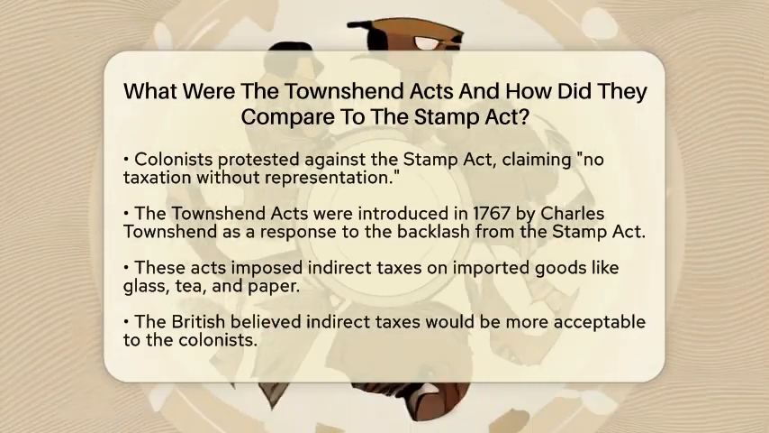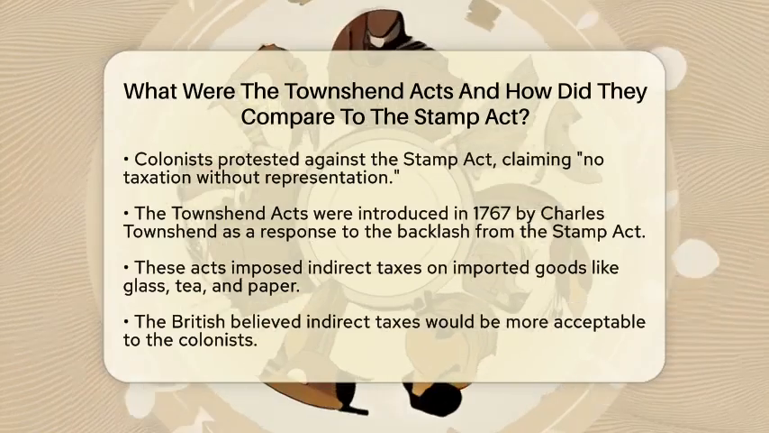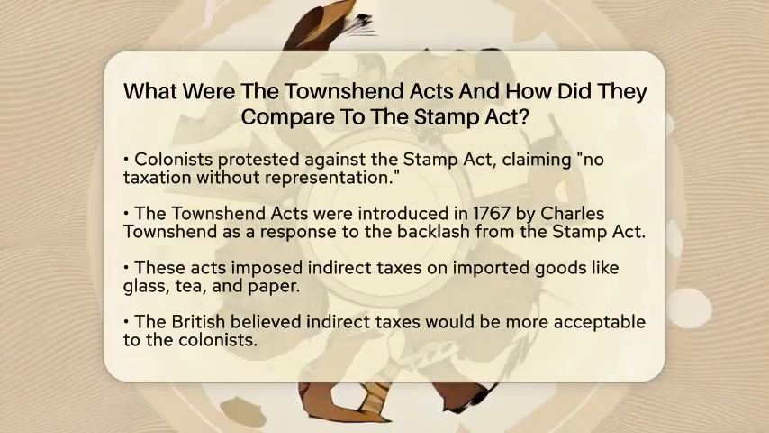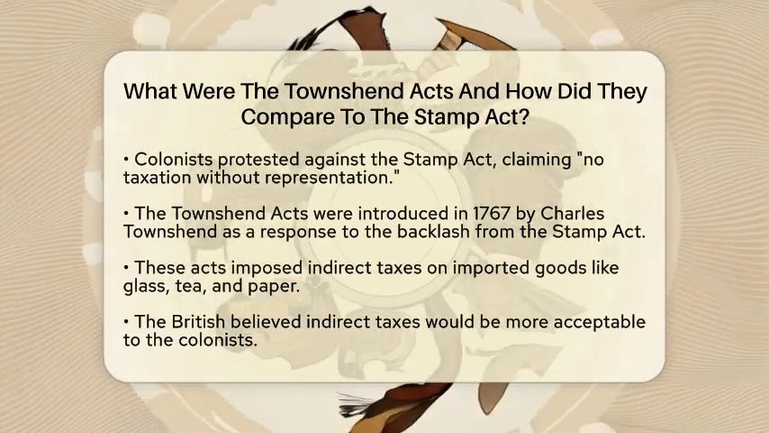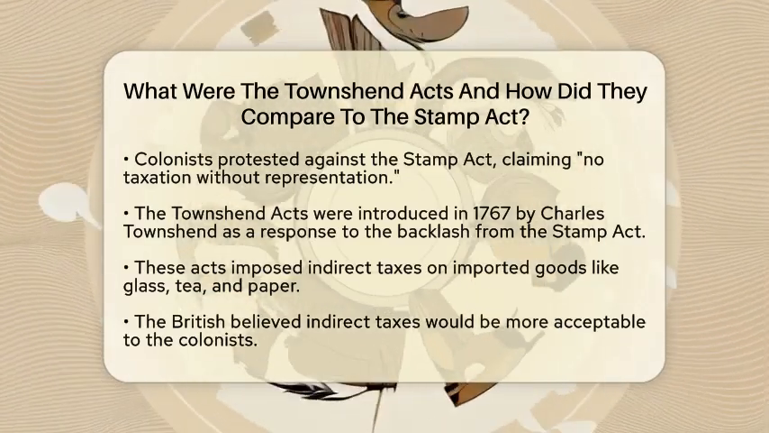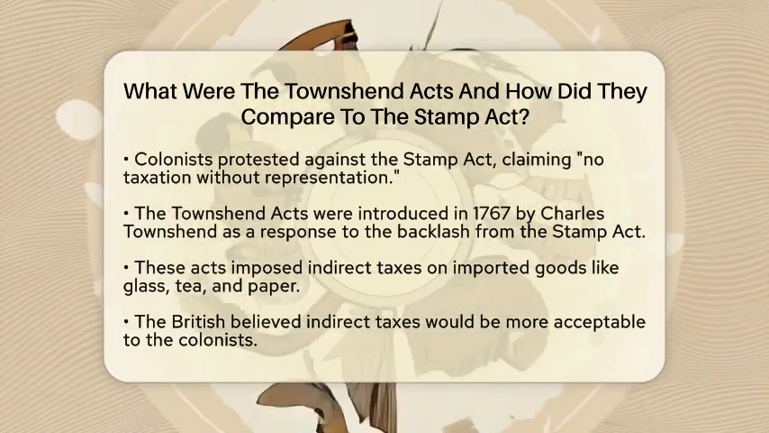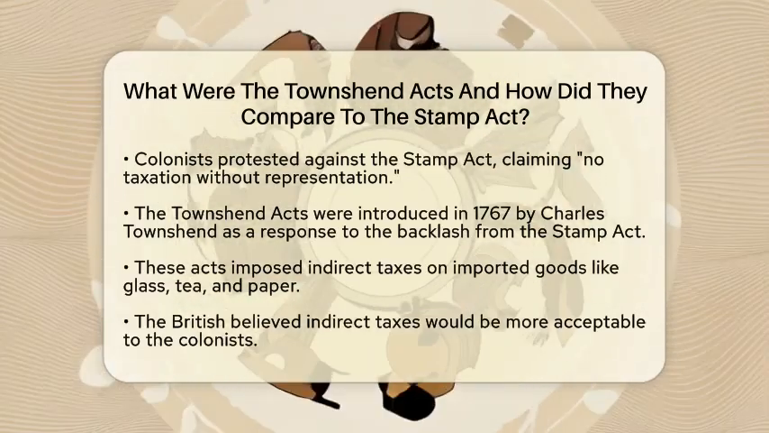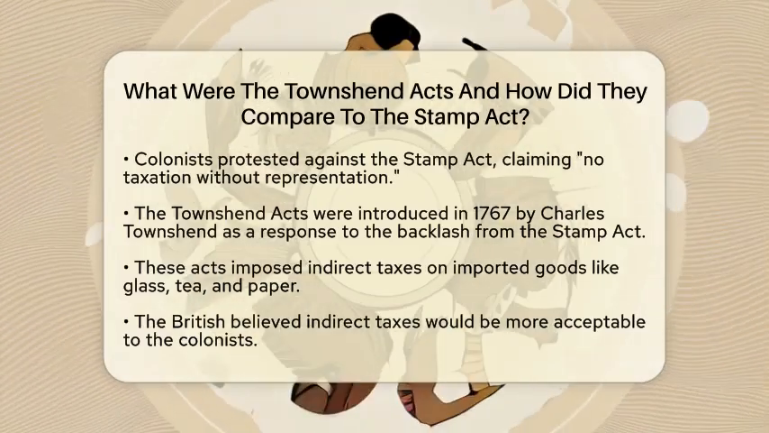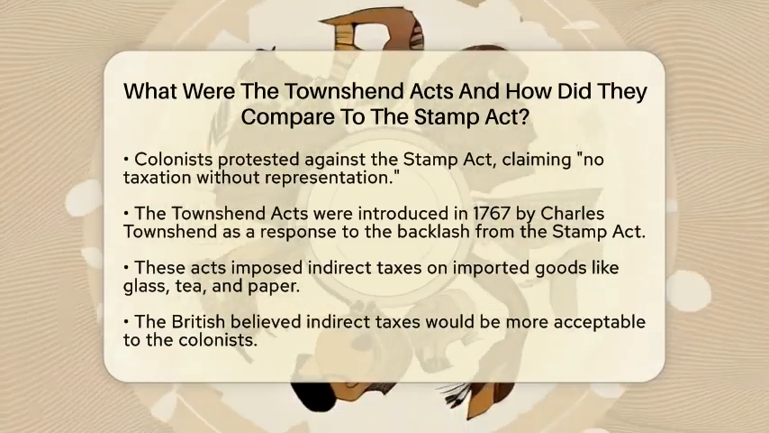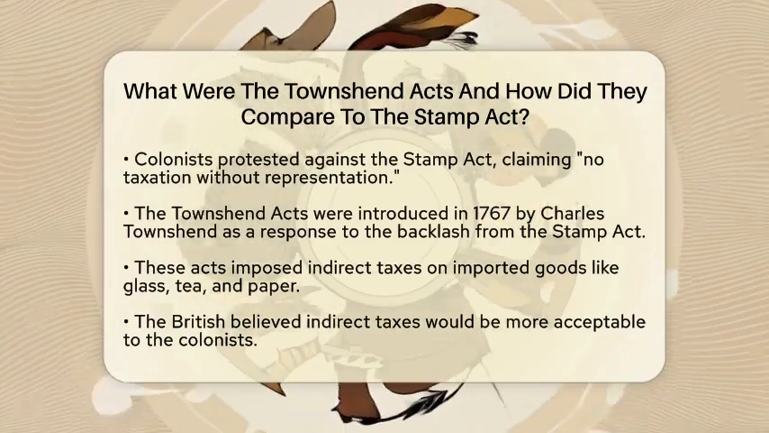Now let's shift our focus to the Townshend Acts. Introduced in 1767 by Charles Townshend, these acts were a response to the backlash against the Stamp Act. Unlike the Stamp Act, the Townshend Acts imposed indirect taxes on imported goods. These included items like glass, lead, paints, paper, and tea.